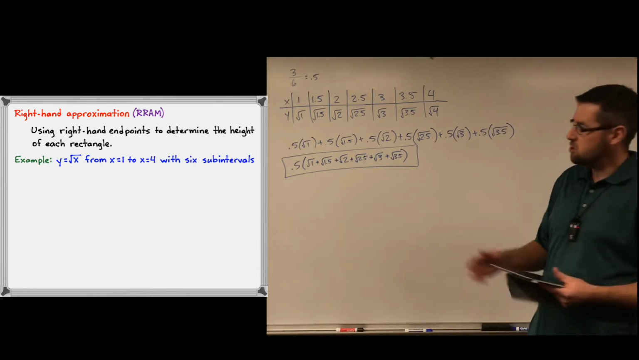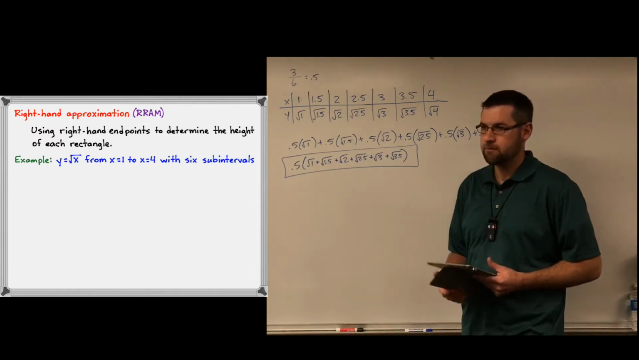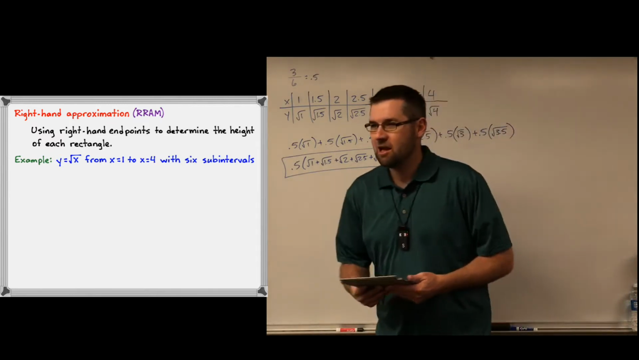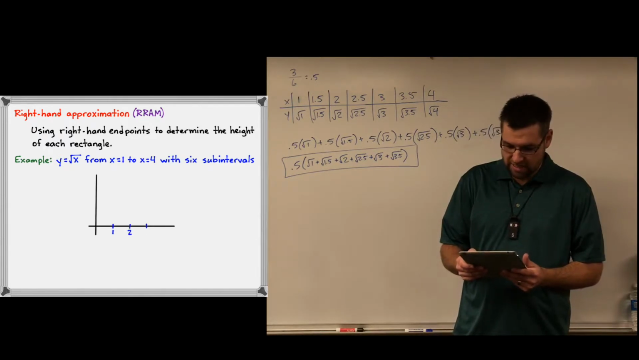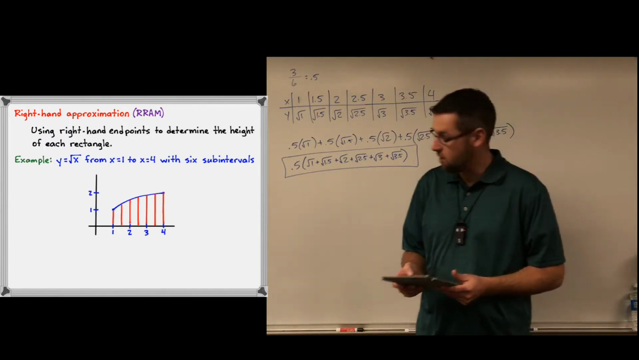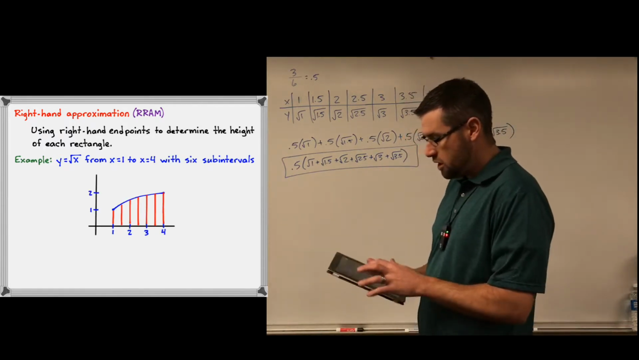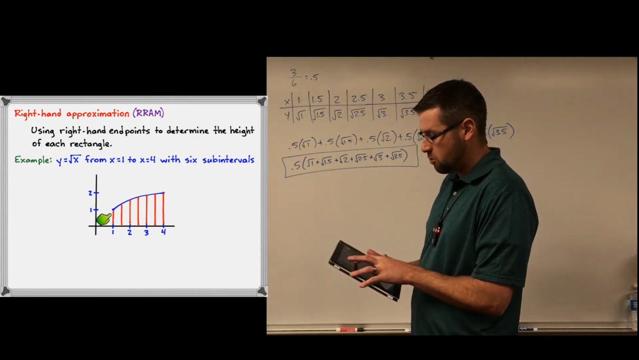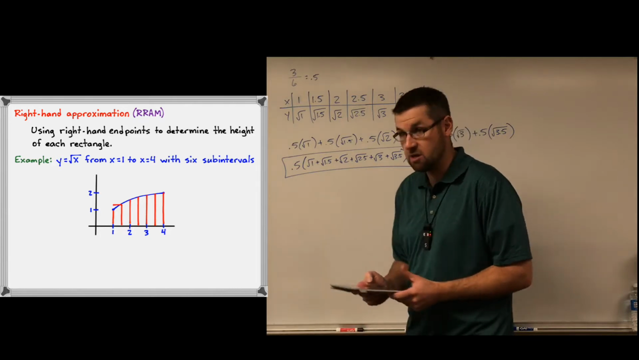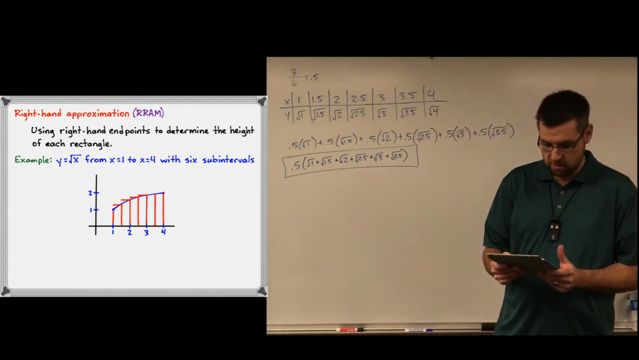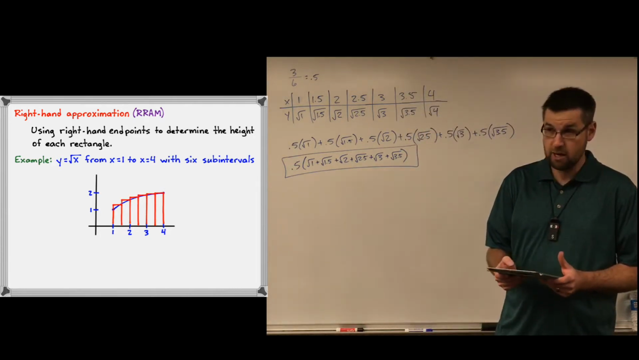Okay, so did you guys get an answer for the right hand? I got an answer. It should be actually pretty easy. Let's look at the graph of it first of all. So there's the vertical lines. Looking at the first rectangle, which point am I using? The right-hand point. So now all these points are going to be above, right?